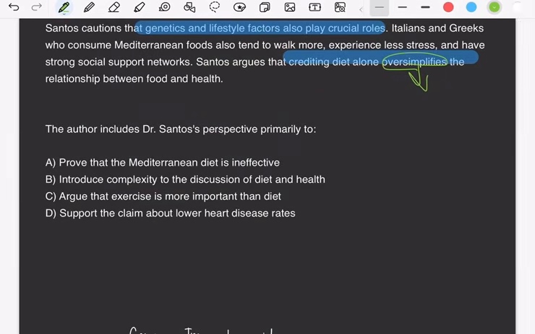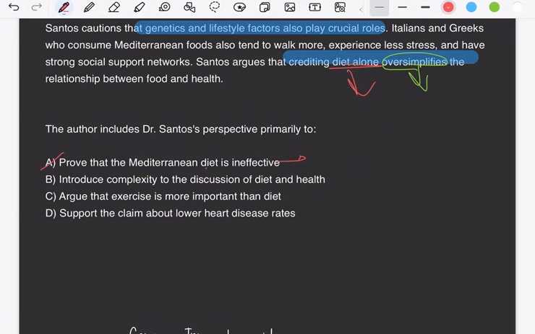Option A says prove that Mediterranean diet is ineffective. Now Santos does not say this, because she says there are other factors as well. This is not something that she's talking about. Although she said that crediting diet alone is a problem, this option is completely discrediting the fact that diet also has a value. Santos says that although it does have some value, it is not alone in this. So that's wrong.